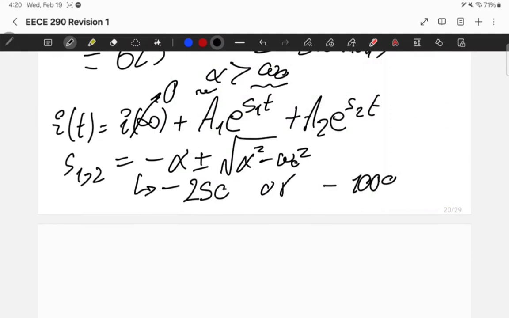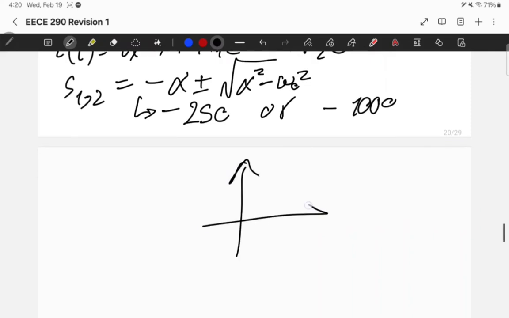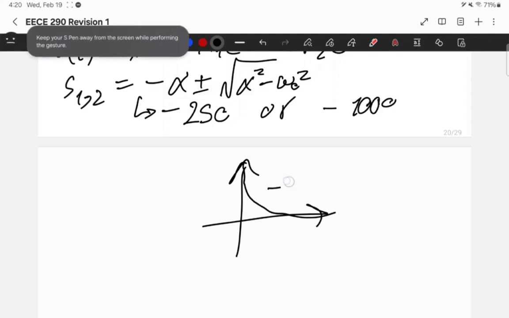Because I don't have a source after switching. Nothing is giving energy to my circuit. And an overdamped response looks like this. So I have a strong exponential downward, and it will go to 0 eventually, unless I have a source. If I have a source, it will steady out at some level, I at infinity. But this is not the case in here.